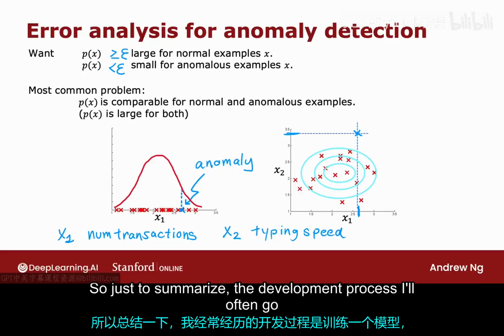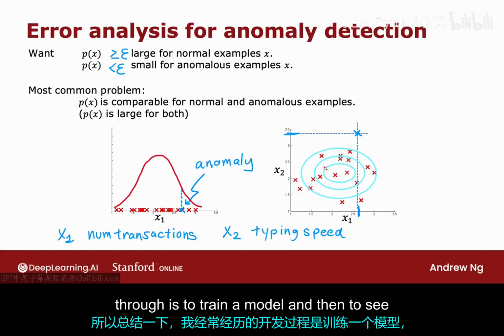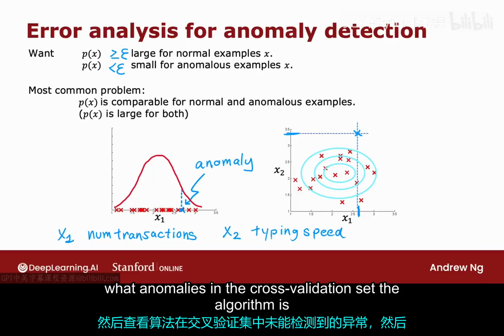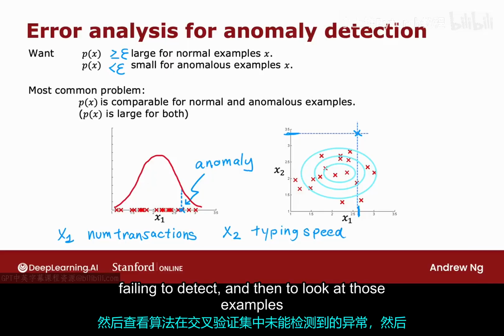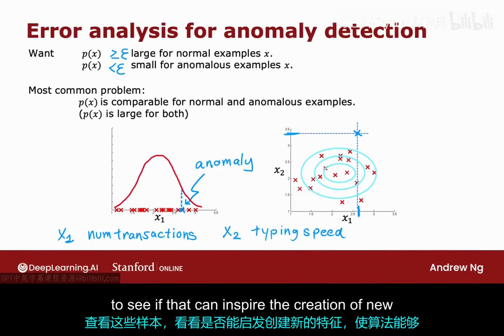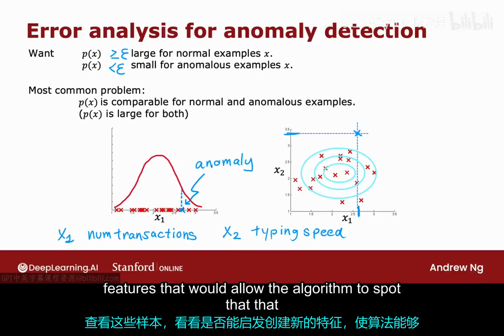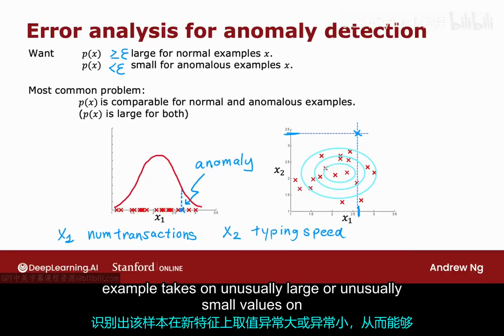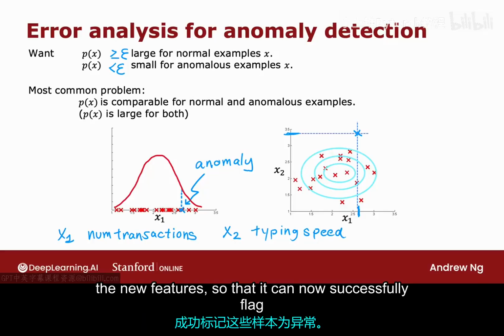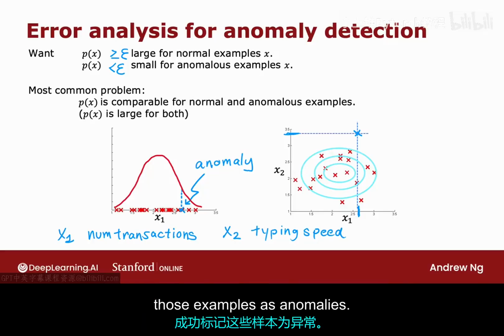So just to summarize, the development process I'll often go through is to train a model and then to see what anomalies in the cross-validation set the algorithm is failing to detect. And then to look at those examples to see if that can inspire the creation of new features that would allow the algorithm to spot that the example takes on unusually large or unusually small values on the new features, so that it can now successfully flag those examples as anomalies.